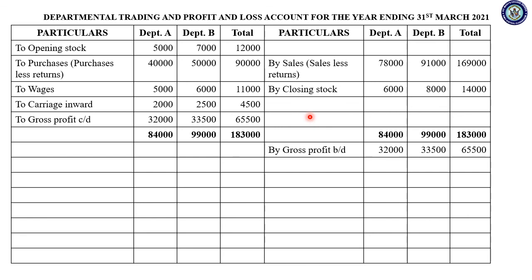Okay, so we completed the trading account. So we are just left with the P&L account, right? That P&L account we'll see in the next class. Okay, from tomorrow's class we'll see the P&L account. So I stopped till here.